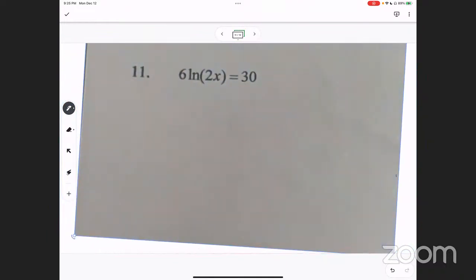So again, to do this problem, we're going to first get rid of the 6. Now let's rewrite this as an exponential. So e to the 5th equals 2x. So x equals e to the 5th divided by 2. There's your answer. If they want it in a decimal form, punch it in your calculator.